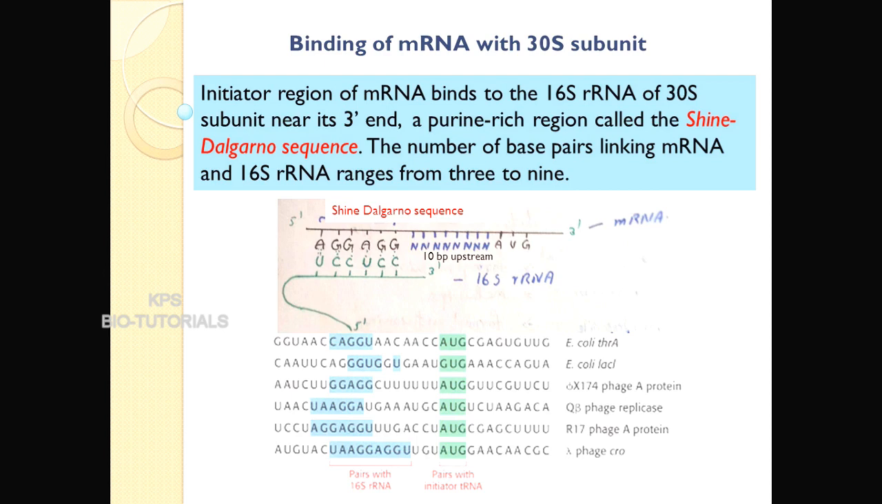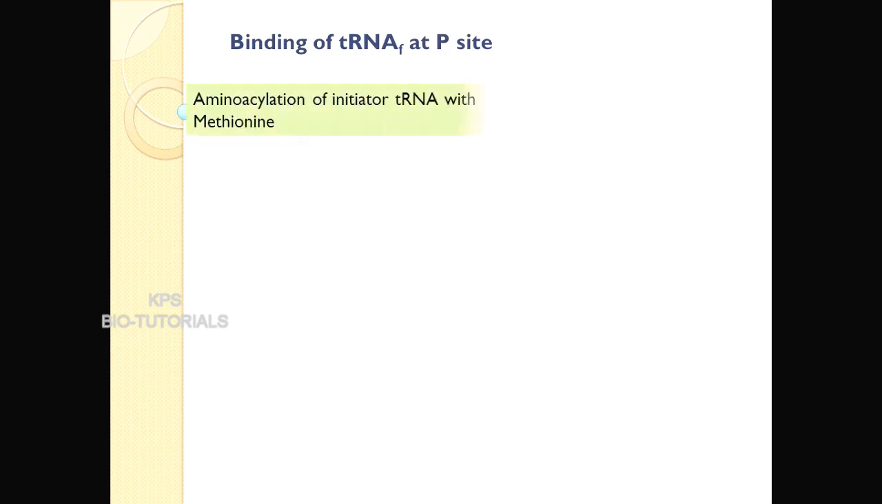You know, the tRNA binding at the P site, the initiator tRNA, is a special tRNA. So it is called tRNA F. Here F indicates formyl tRNA, because the amino acid linked to tRNA F will be formylated. So the initiator tRNA is said to be tRNA F.